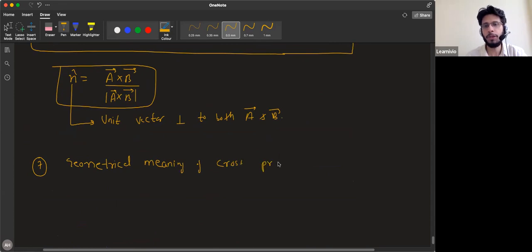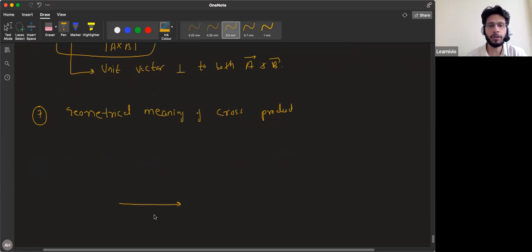So the geometrical meaning of cross product: if I give you two vectors, vector A and vector B, inclined at an angle theta, and I ask you to complete the parallelogram, the diagonals of the parallelogram are, if you want to calculate the length of the diagonal, then the length of the diagonal will be A plus B.